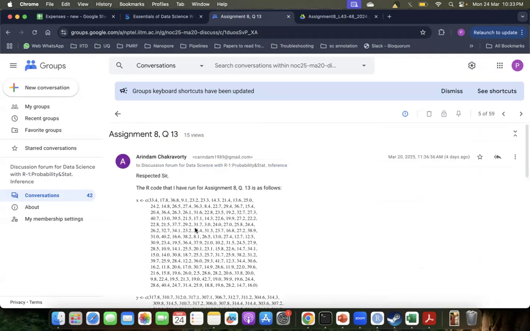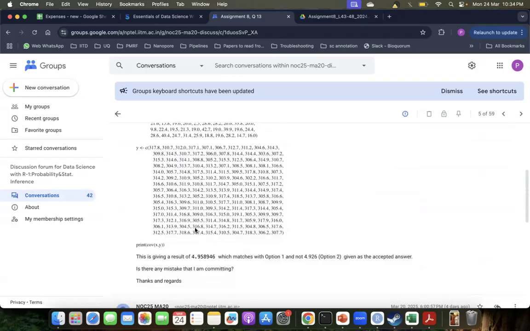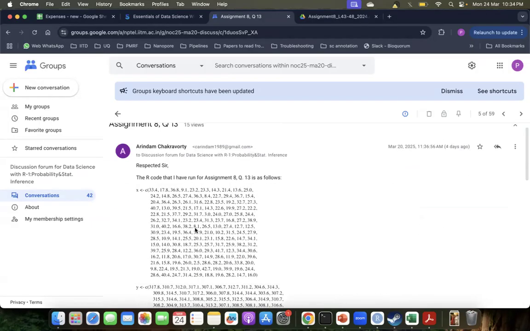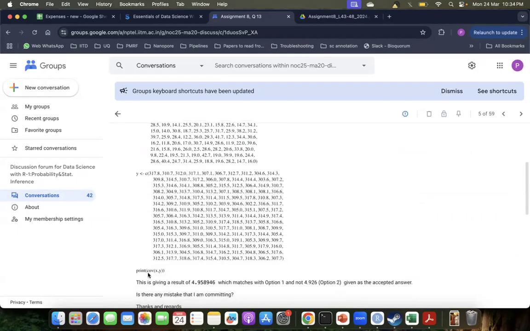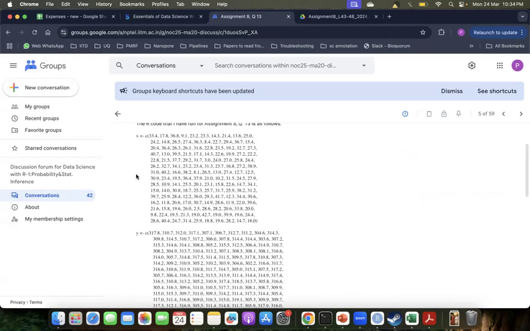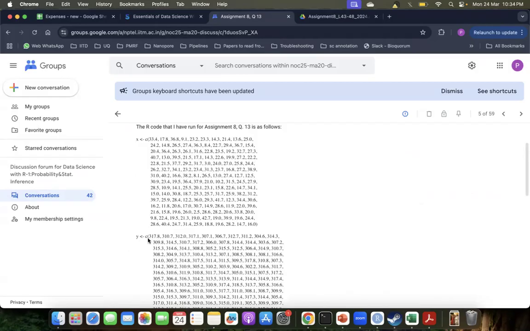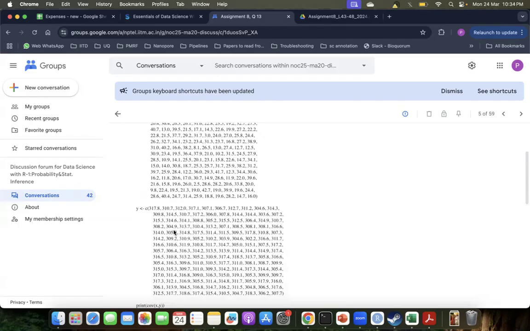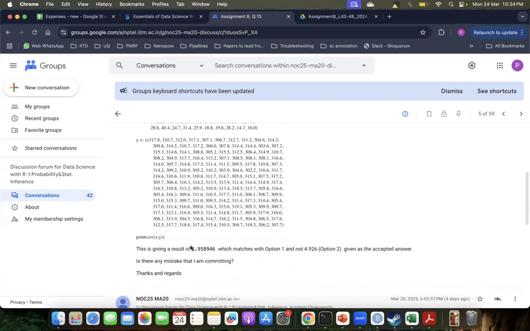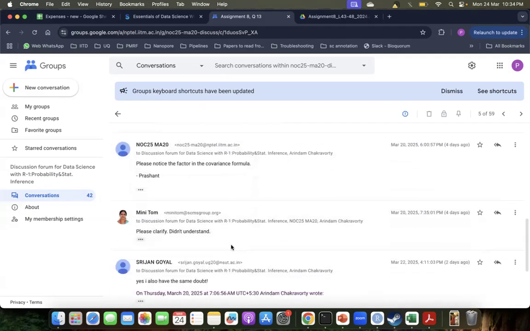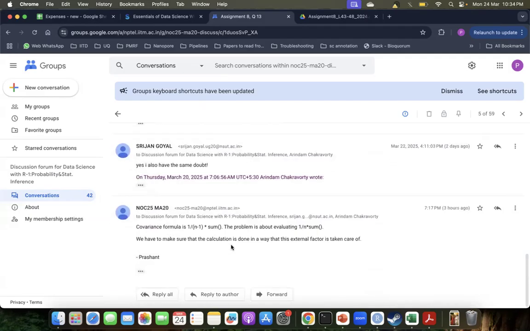So this answer you have to multiply by n, whatever is the length of this thing. You can use length of x or length of y as the argument. Then that whole thing is multiplied by the length divided by that length minus 1. Yes, so this is like a trick question.